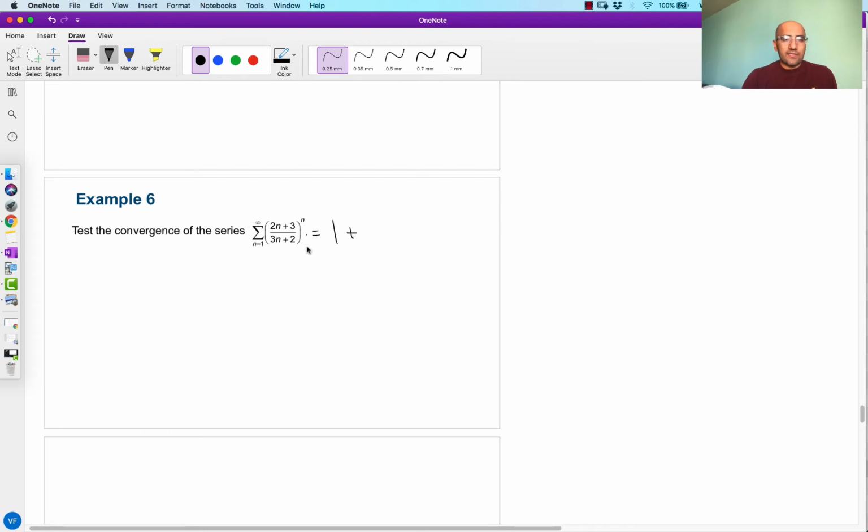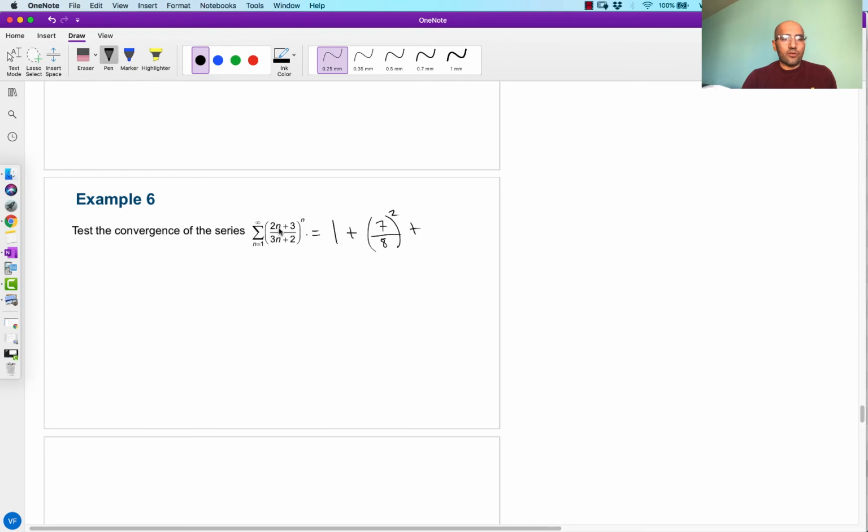Plus, now it gets interesting. When n equals 2, we end up with 4 plus 3 makes it 7, all over 6 plus 2 makes it 8 to the power of 2.